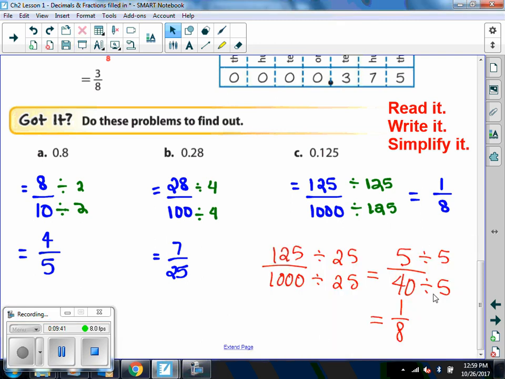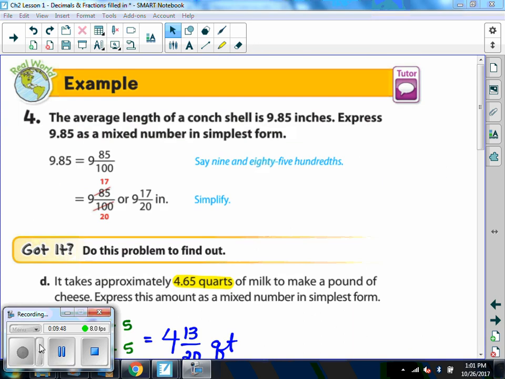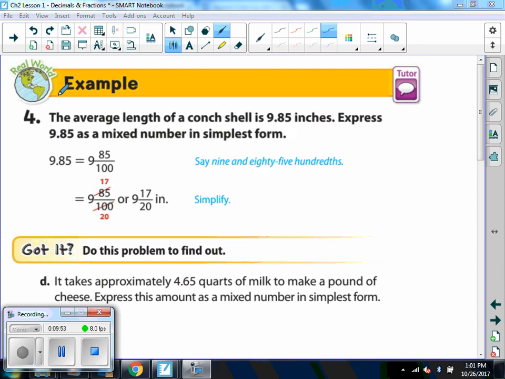All right. So for example 4, it says the average length of a conch shell is 9.85 inches. Express 9.85 as a mixed number in simplest form. So here, 9.85, when we read this correctly, is going to be 9. And remember, with mixed numbers, you say "and," okay? So it's 9 and 85 hundredths. So here, the 9 is a whole number. The 85 hundredths is your fraction part, so 85 over 100. And then you can simplify the 85 hundredths, and we end up with 9 and 17 twentieths.